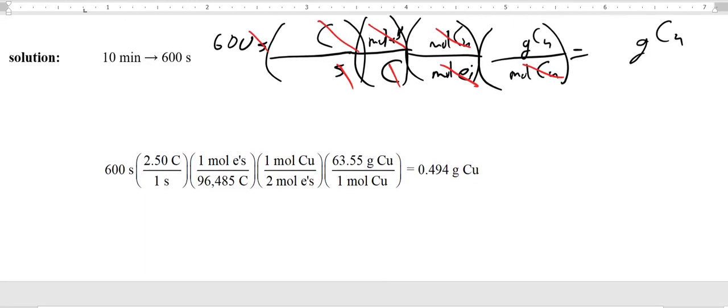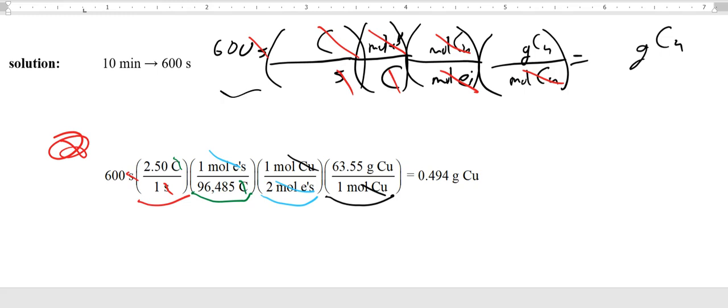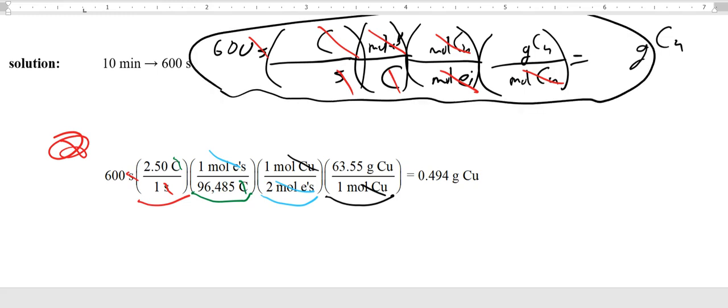Here's the more beautiful version down here, written a little more neatly. You have your ampage, seconds canceling seconds, 2.5 coulombs. We now have Faraday's constant, coulombs canceling coulombs. We then want the mole to mole ratio to cancel out the moles of electrons, which introduces moles of copper. Finally, we cancel out the moles of copper through the molar mass. It's a lot of conversion factors, but don't let it bog you down. Sketch an idea out and then make it pretty.